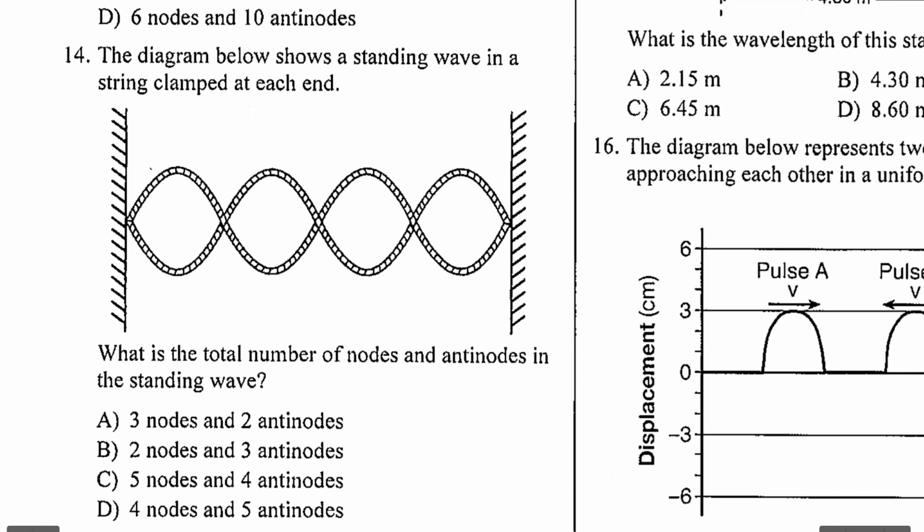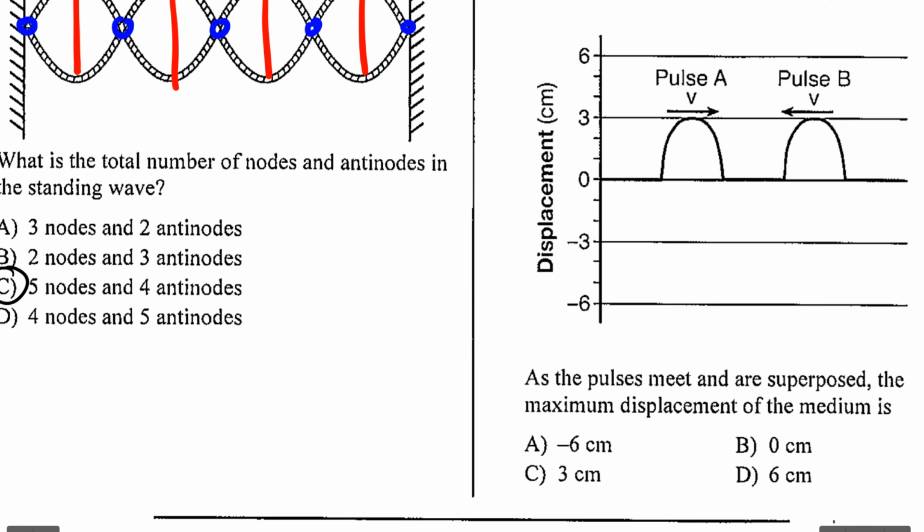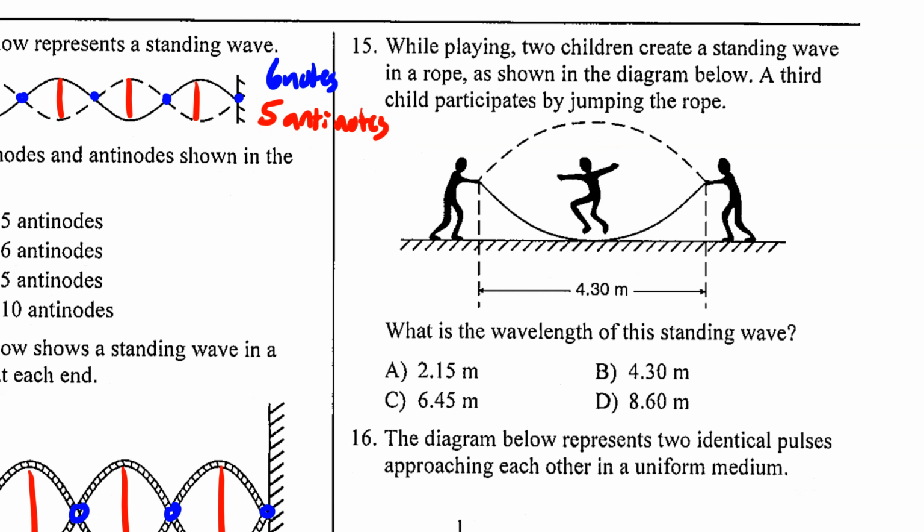Number 14, similar question. What is the total number of nodes and antinodes? So node, node, node, node, node. So 1, 2, 3, 4, 5 nodes. 1, 2, 3, 4 antinodes. So that's going to be choice C again. And then 15, while playing, 2 children create a standing wave in a rope as shown in the diagram below. A third child participates by jumping the rope. What is the wavelength of this standing wave?